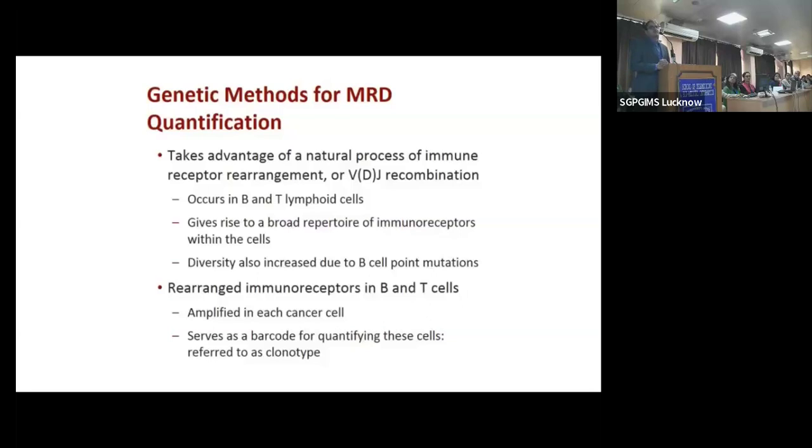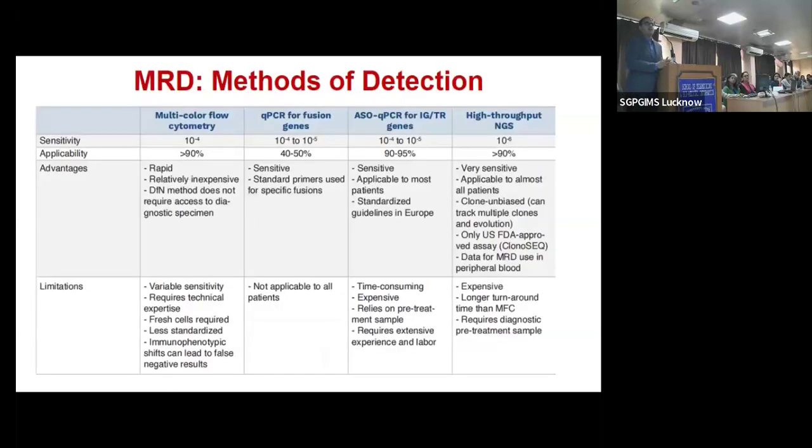Or they are also looking at rearranged immunoreceptors in B and T cells, which are amplified in each cancer cell. So this strategy is now being exploited in most of the research laboratories in the West. Next. So there are some pros and cons of different methods of detection of MRD.